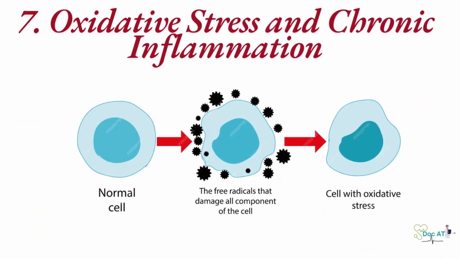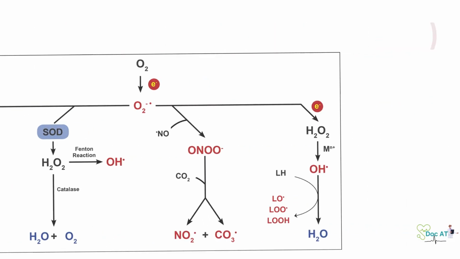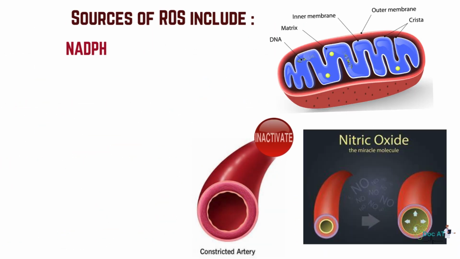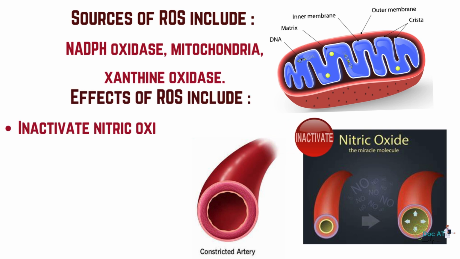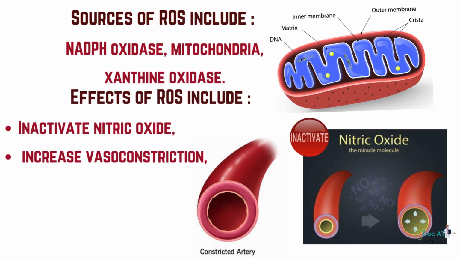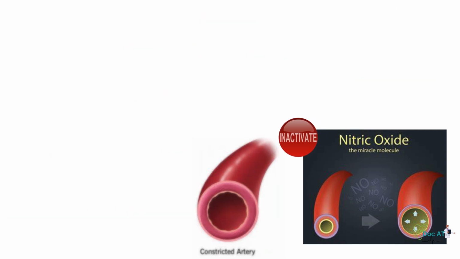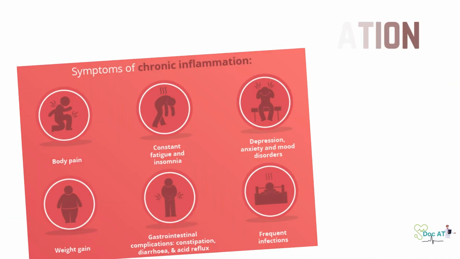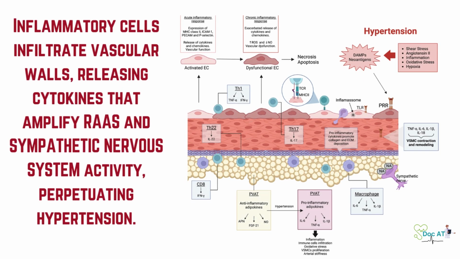7. Oxidative stress and chronic inflammation. A. Reactive oxygen species. Sources of ROS include NADPH oxidase, mitochondria, xanthine oxidase. Effects of ROS. Inactivate nitric oxide, increase vasoconstriction, and promote remodeling. B. Chronic inflammation. Inflammatory cells infiltrate vascular walls, releasing cytokines that amplify RAS and sympathetic nervous system activity, perpetuating hypertension.